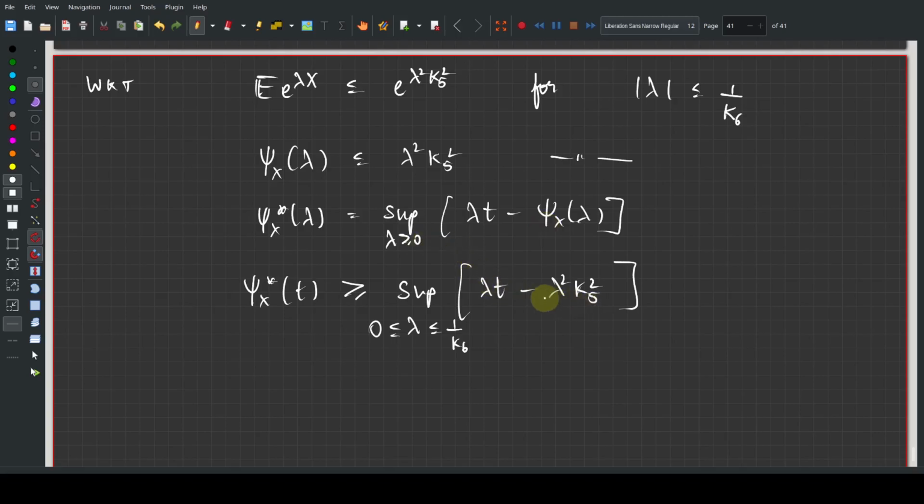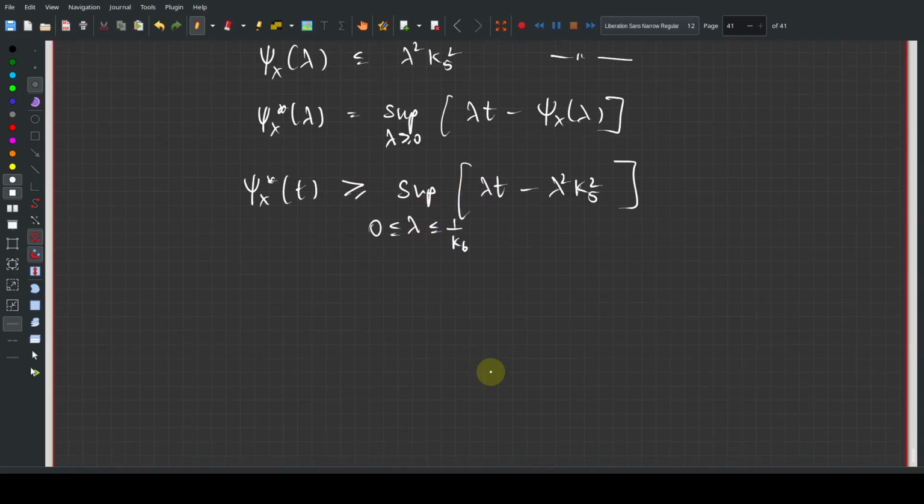True, it could be, but I don't know what psi x of lambda is for lambda greater than 1 over k6, right? Now we are only seeing that. Correct. I'm giving you a bound on this particular log moment generating function only in a certain range. Outside that, I'm not telling you what it is. And that's the reason why I cannot take the supremum over all possible lambda greater than 0, because I know the function value only in that particular interval. Okay. So how do we maximize this?